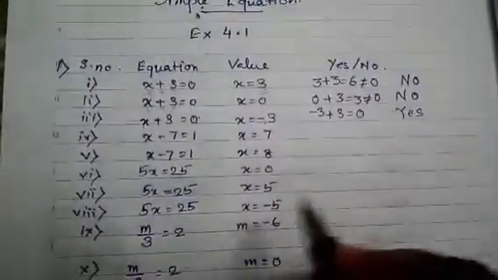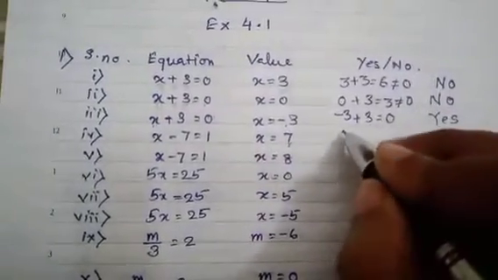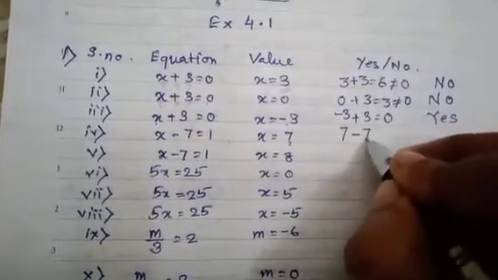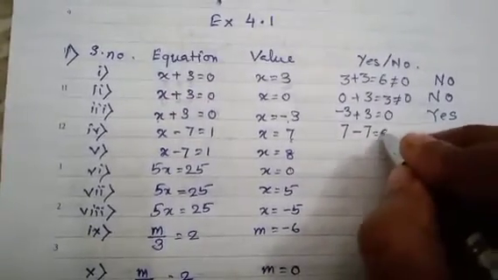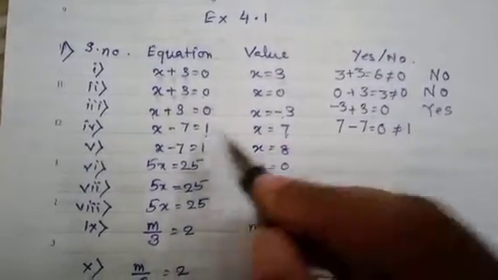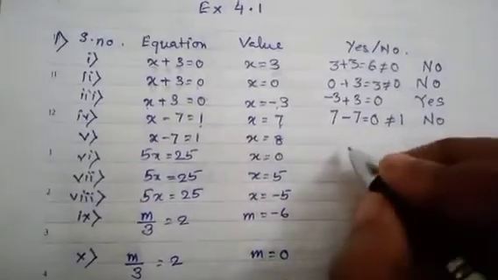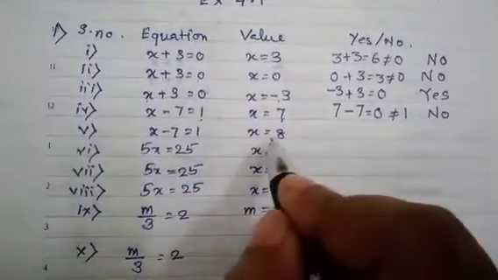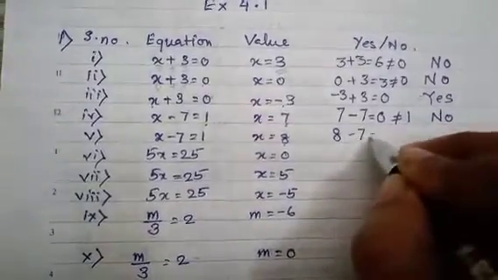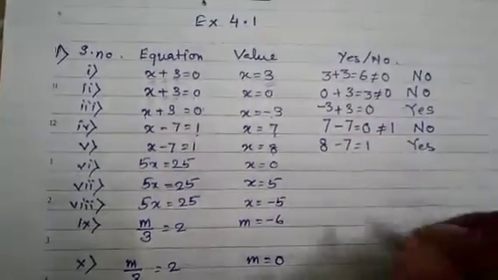Next, x minus 7 is 1. X value is 7. So in the x place, I will write 7, minus 7, which is copied down. 7 minus 7 is 0, which is not equal to 1, because 1 is given here. So is it a solution? No. X minus 7 is equal to 1. X is 8. So 8 minus 7 is equal to 1. So it is a solution that is given.